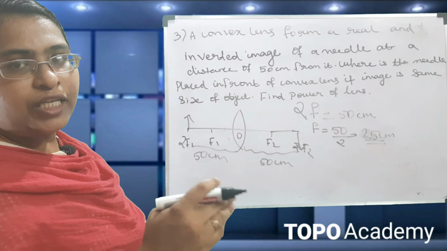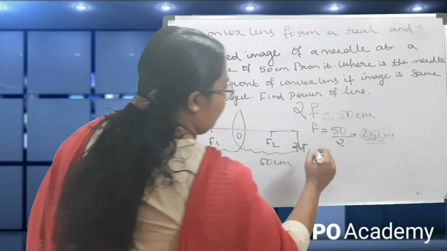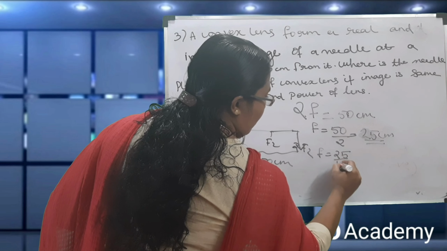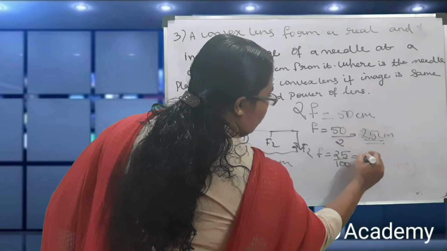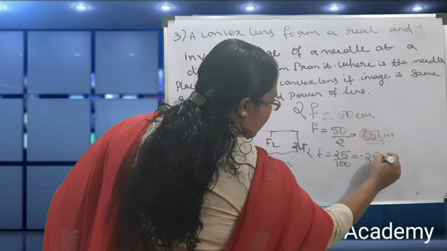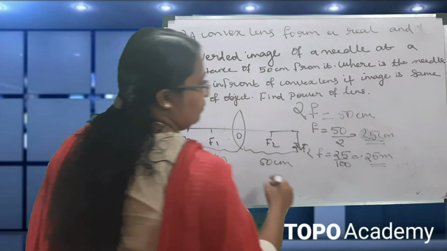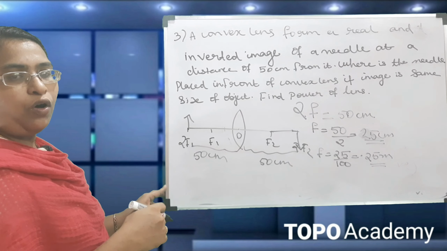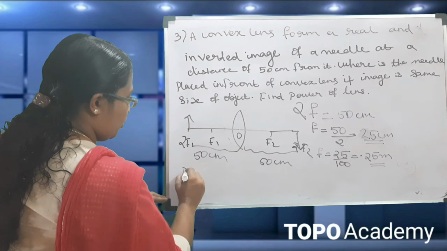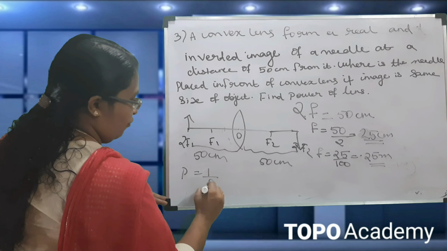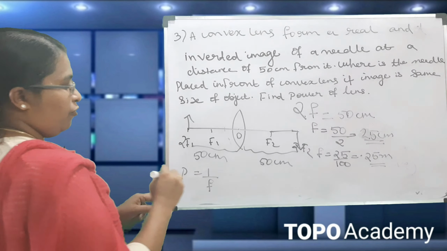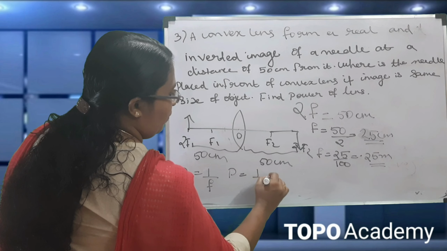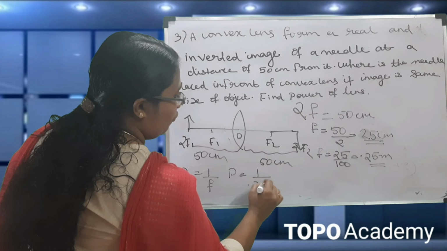Next what we have to do? We have to convert the centimeter to meter. So f is equal to 25 divided by 100. It is equal to 0.25 meter. So next we have to find the power of the lens. Power is equal to 1 by f. The focal length is given. Power is equal to 1 by 0.25.